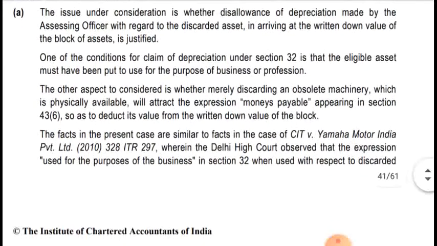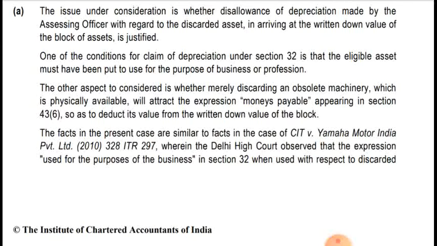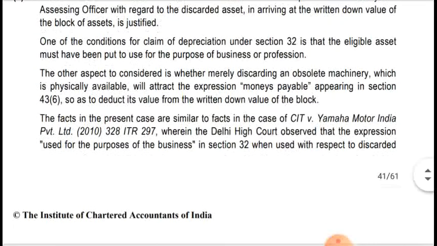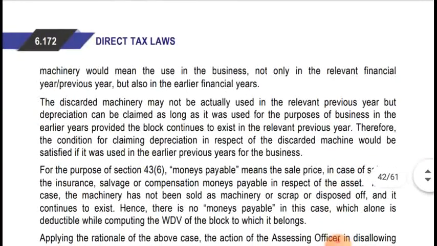Okay, the facts in the present case are similar to the facts in the case of CIT versus Yamaha Motors India Private Limited, 2010, 328 ITR 297, wherein the Delhi High Court observed that the expression used for the purpose of the business in section 32, when used with respect to discarded machinery, would mean the use in the business not only in the relevant previous year but also in the earlier previous years. So it was used not in this year but it was used in earlier years, so he can claim depreciation on that.